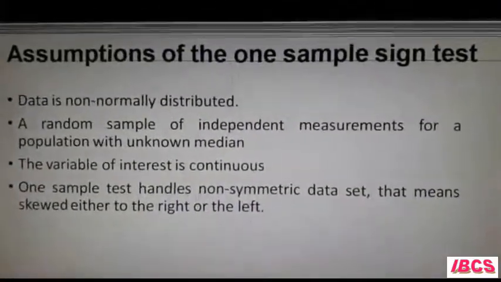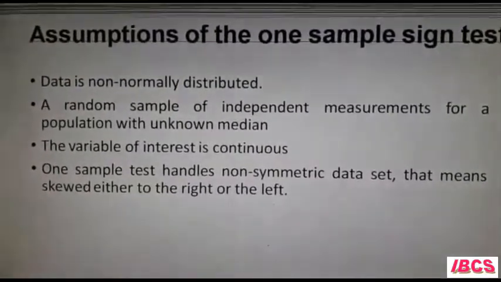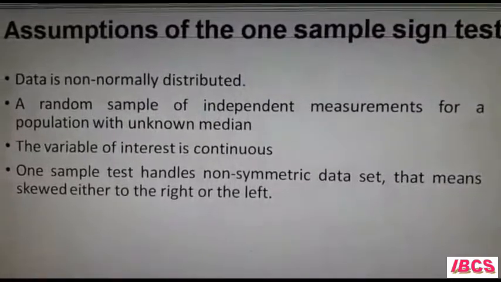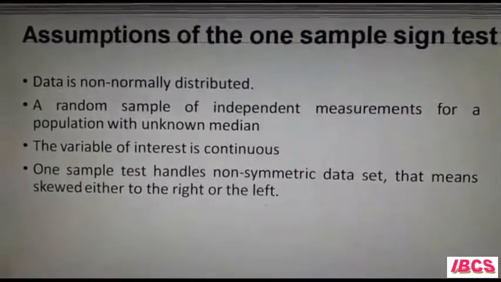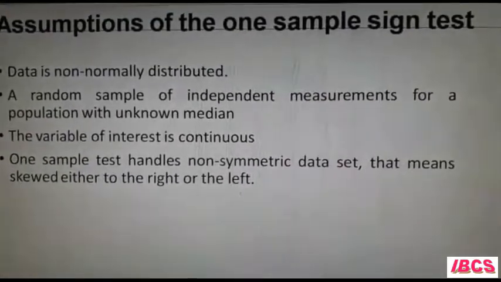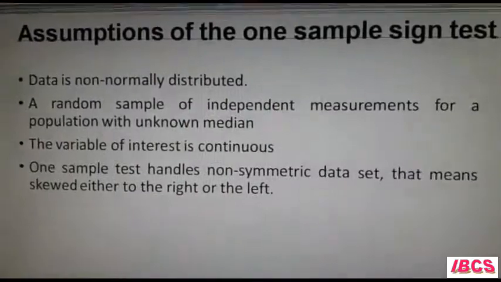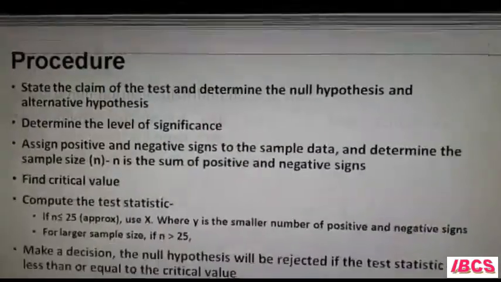The assumptions of the one sample sign test: the data is non-normally distributed, a random sample of independent measurements from a population with unknown median, the variable of interest is continuous, and the one sample test handles non-symmetric datasets, that means the data is skewed either to the left or to the right.